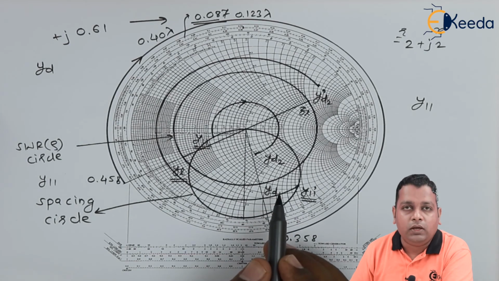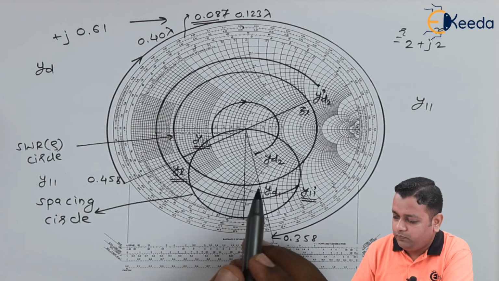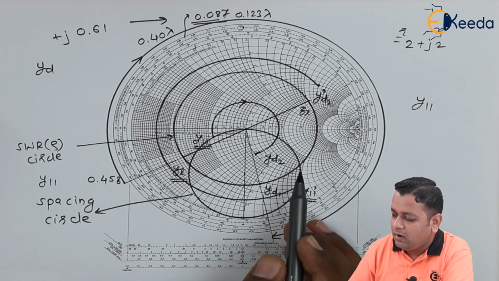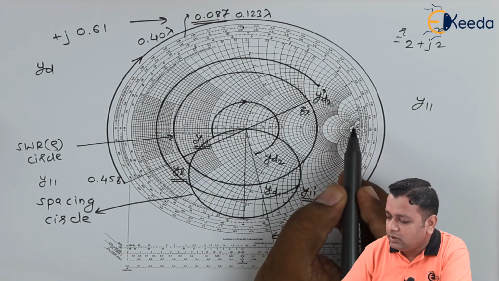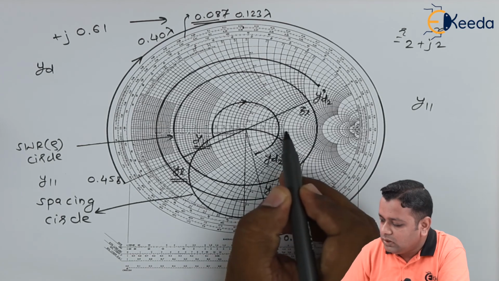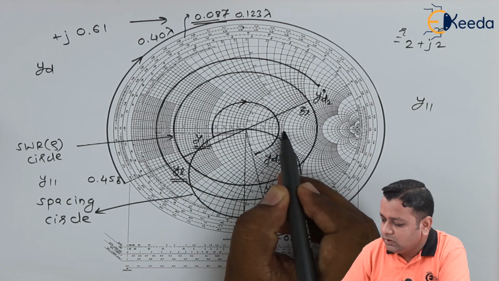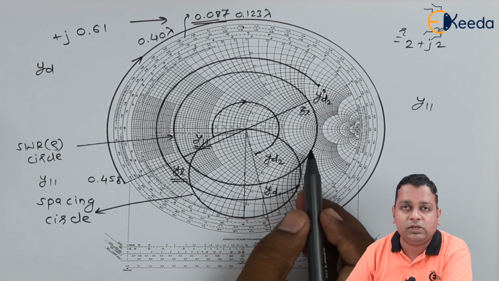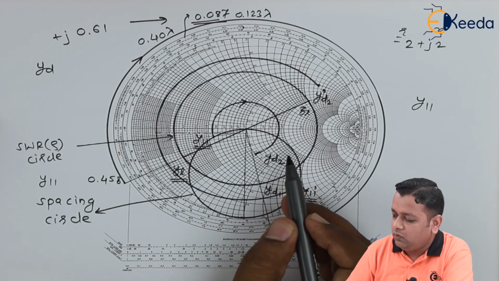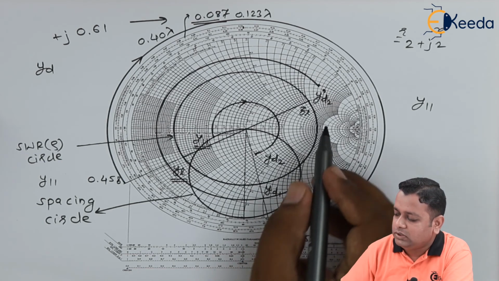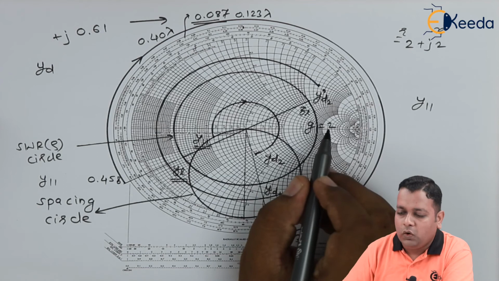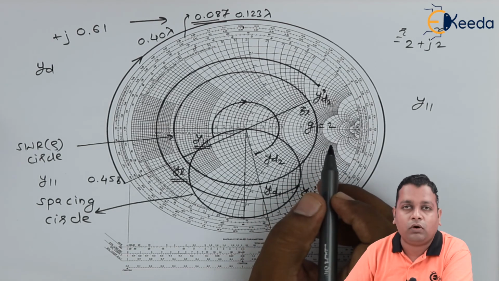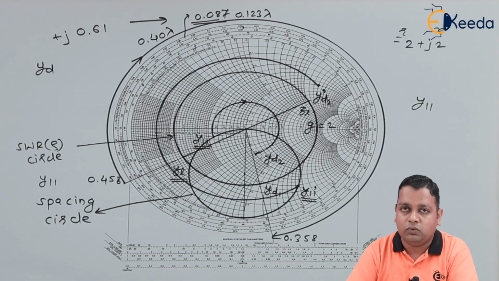So we have the short circuited stub, and we have the spacing circle and the constant conductance circle having the radius g equal to 2. You can see here this is the g equal to 2 circle. So both are tangential to each other. Therefore we can say that the area under g equal to 2 will be the forbidden region for the normalized load admittance for the possible matching of the loads there.